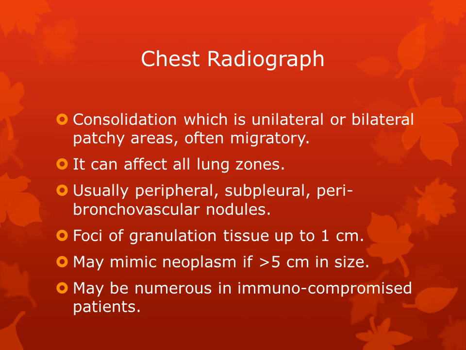Chest radiograph shows consolidation, which may be unilateral or bilateral. Consolidation is patchy and is often migratory. It can affect all lung zones. Lesion is usually peripheral, subpleural, along with peribronchovascular nodules. There will be foci of granulation tissue up to 1 centimeter. It may mimic neoplasm if the lesion is more than 5 centimeter in size. And it can be numerous in immunocompromised patients.